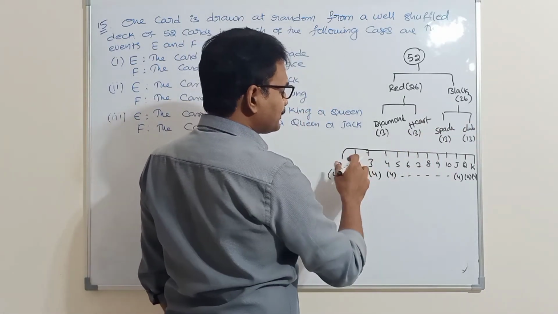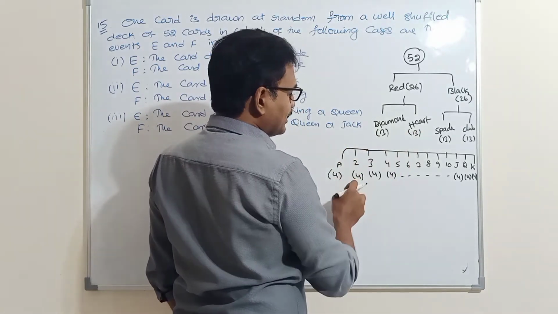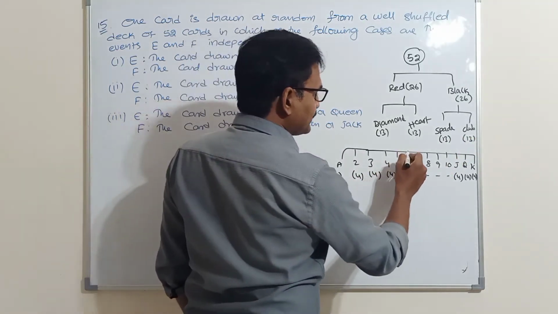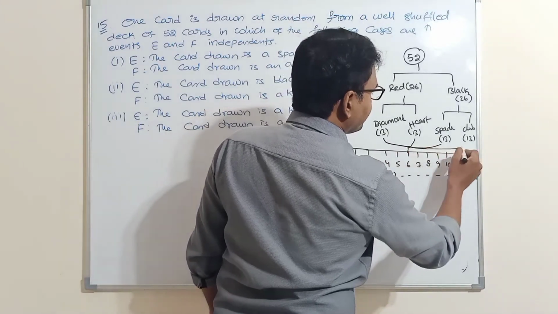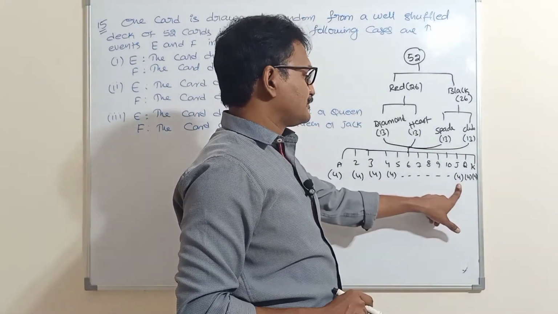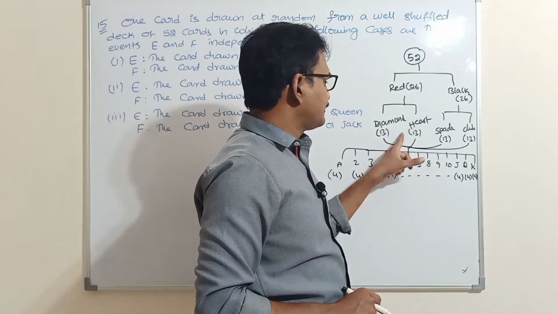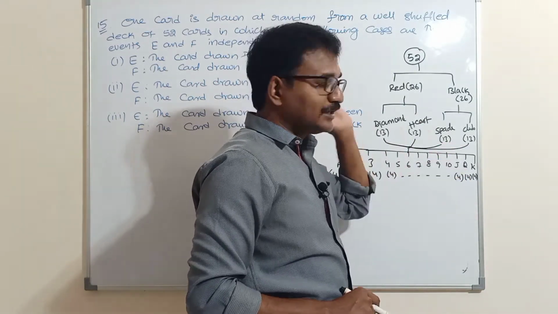Similarly, if you take number 2 cards, one 2 is diamond 2 and one 2 is heart 2 and one 2 is spade 2 and one 2 is club 2. Similarly, if you take J, there are 4 J cards. So one jack card is diamond jack, one jack is heart jack, one jack is spade jack, and one jack is club jack.